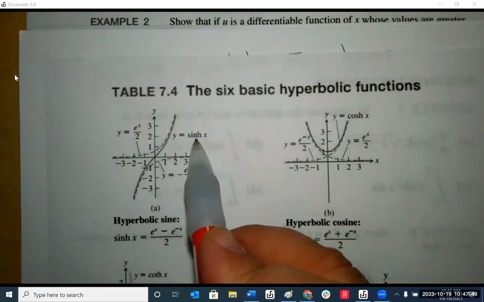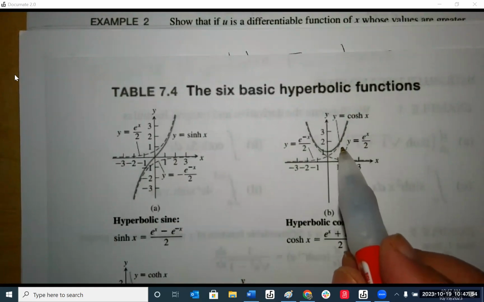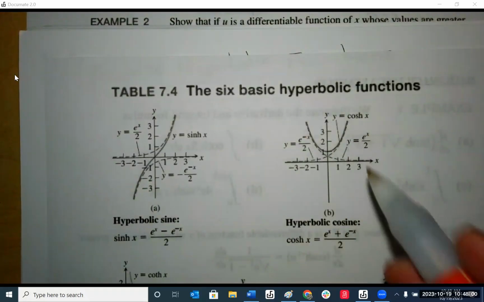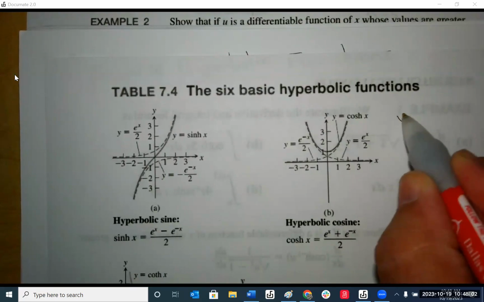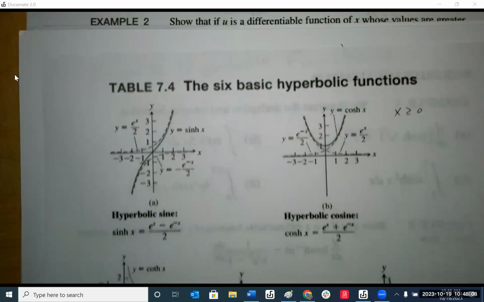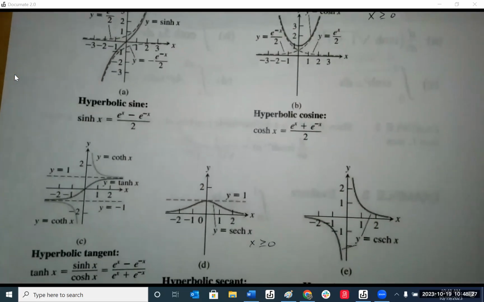So we see the hyperbolic sine, that's one-to-one. However, the cosh is not, because it fails the one-to-one test, the horizontal line test. So for the cosh, we have to have x greater than or equal to 0. Same thing with the hyperbolic secant. In order for us to take an inverse of that, we have to take the x's only greater than 0. The rest of them work. Since they're one-to-one, we can find the inverses of them.